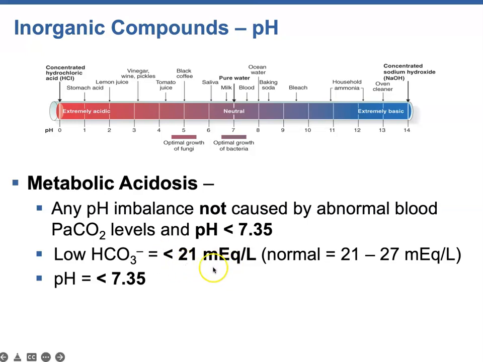I give you these numbers of what bicarb levels will be measured as in the hospital, just so that you understand that this is one of the ways they are able to determine whether this person is in metabolic acidosis.